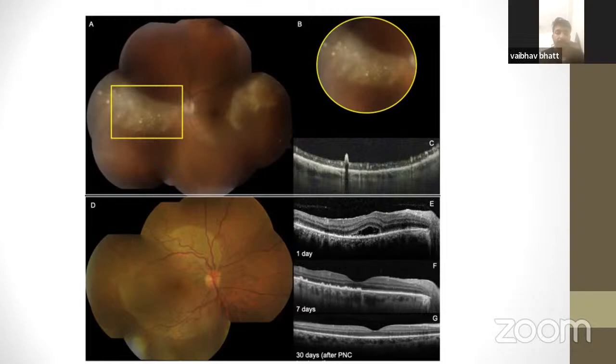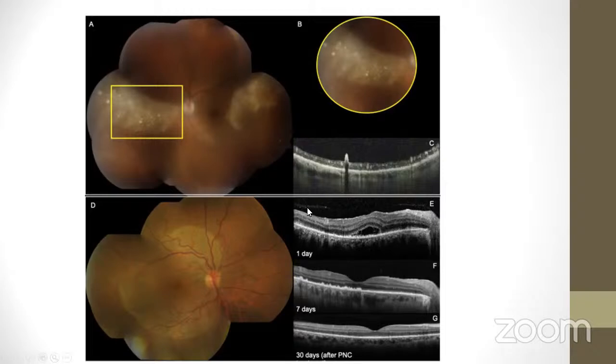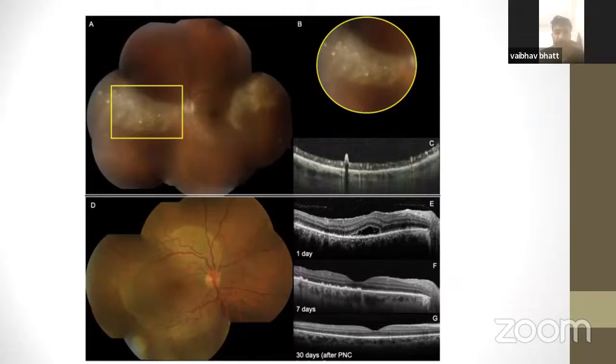Whereas in toxo, even if the lesion is not at the posterior pole, you will notice these changes at the posterior pole where the vitreous is detaching, so it will be away from the area of retinochoroiditis, whereas in syphilis, it will be overlying the inflamed retina. That is the difference.